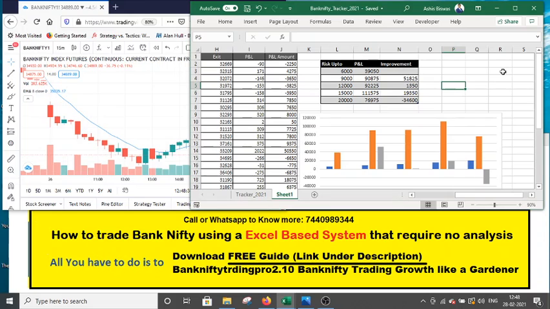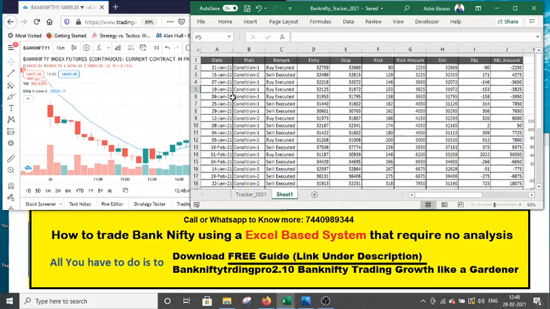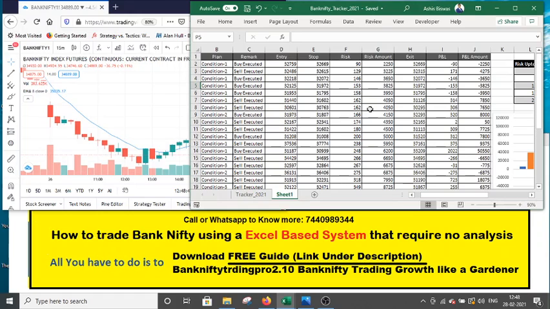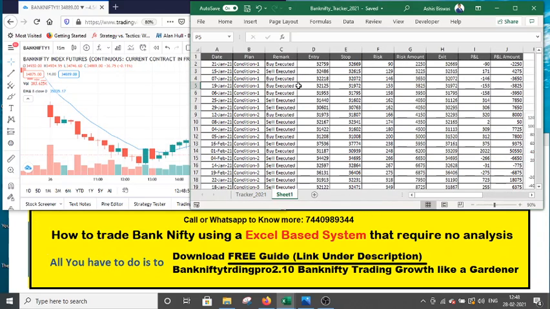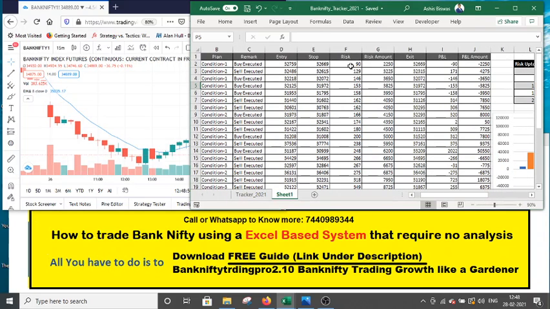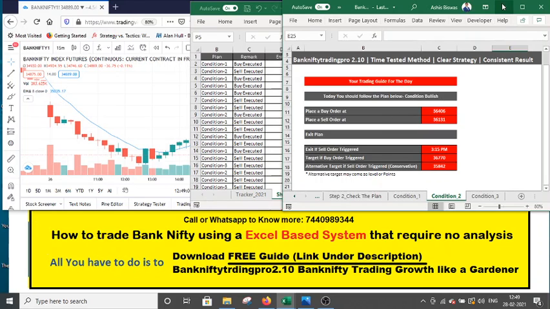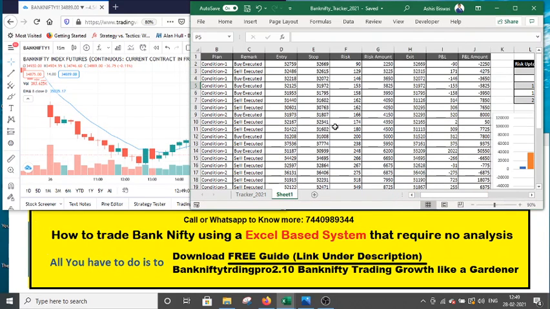But now I will show you one interesting fact. The question is what to do if we see that risk is high. So what I did is I took the data of all trades in January and February, and sorted the data according to risk amount. For example, this trade on 21st January, the risk was 90 points. Remember, whenever you enter the data into the Bank Nifty Trading Pro 2.10 Excel sheet, it will tell you the risk before you enter.